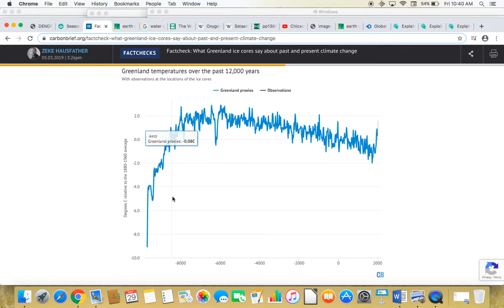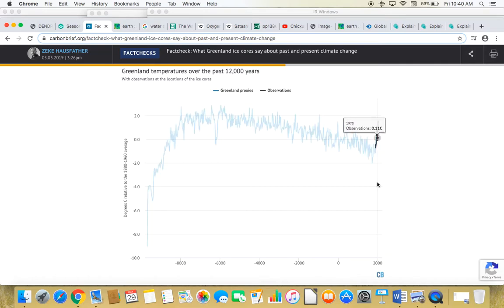There was a rapid temperature increase as the ice age came to an end, and there was a period about 3,000 or 4,000 years after the ice age ended which was actually warmer than it is even today. But then we see an overall drop in temperatures until about 150 years ago, when the temperatures start to increase again.